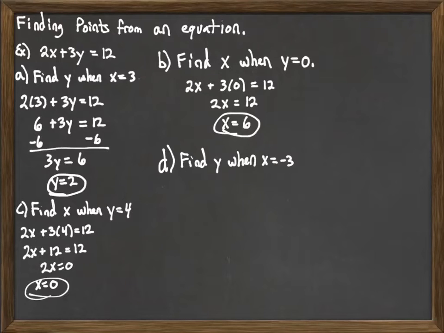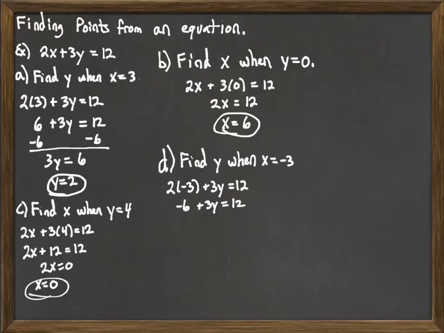So here we're asked to find y when x is equal to negative 3. Again, we're going to go into our equation and replace x with negative 3. When we do that, we would have 2 times negative 3 plus 3y equals 12. And so we once again have another equation to solve.